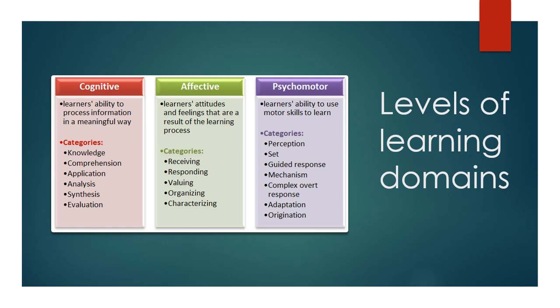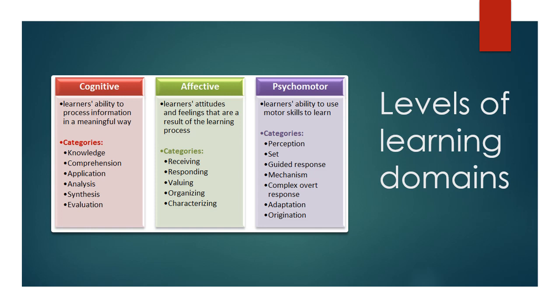In the affective domain, we talk about learners' attitudes and feelings that are a result of the learning process. The lowest level is receiving, then we go to responding, then valuing, then organizing, then characterizing. In the psychomotor domain, we look at the learner's ability to use motor skills to learn. We start with perception, then set, then guided response, then mechanism, then complex overt response, then adaptation, and then origination.